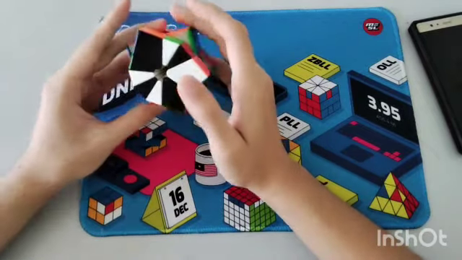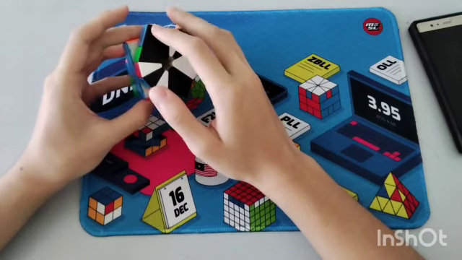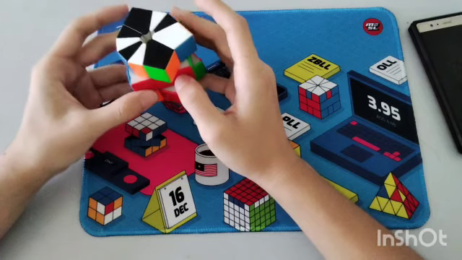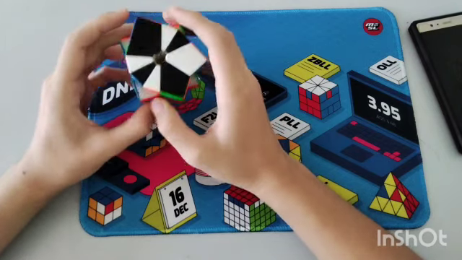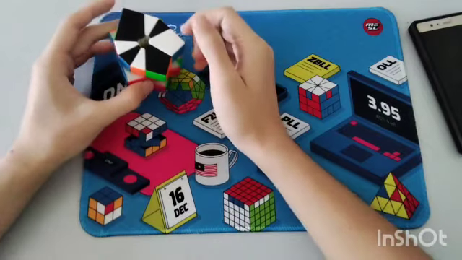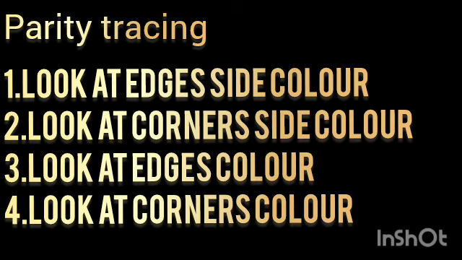So let's start on how to trace. On your cube you have edge pieces and corner pieces. Let me start with telling the colors. Just remember something: red and green means parity, and orange and blue also mean parity. For parity tracing, you look at the edges' side color, look at the corners' side color, look at the edge color, and look at the corners' color.